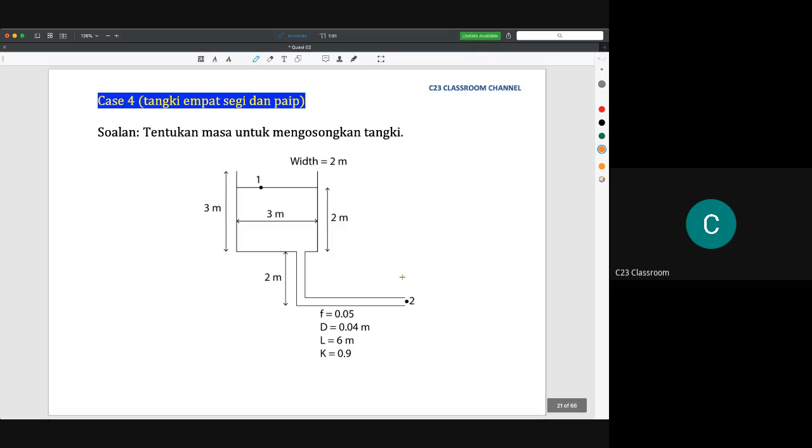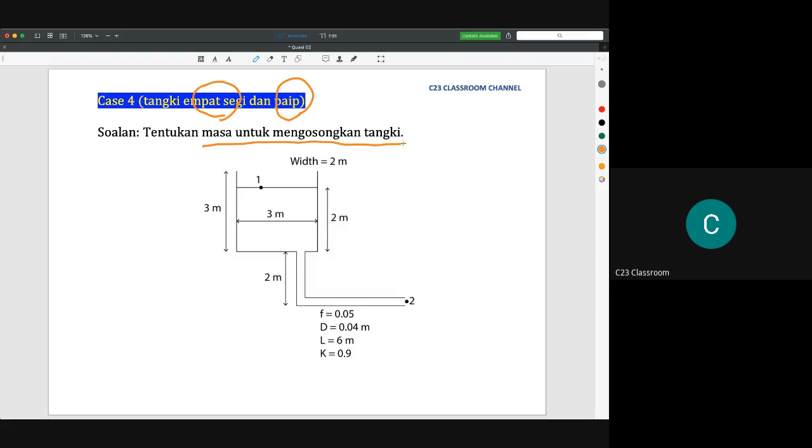Okay, that's case 3, and this is case 4. So we have the rectangular tank, and it is connected with a pipe here. Okay, the question is still the same. So what is the time to empty the tank?